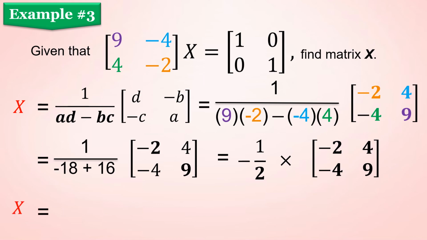Simplifying further, we have negative 1 half times negative 2 is 1. Negative 1 half times 4 is negative 2. Negative 1 half times negative 4 is positive 2. And negative 1 half times 9 is negative 9 over 2. So matrix X is the inverse of 9, negative 4, 4, negative 2. If we multiply it, it is equal to 1, 0, 0, 1.